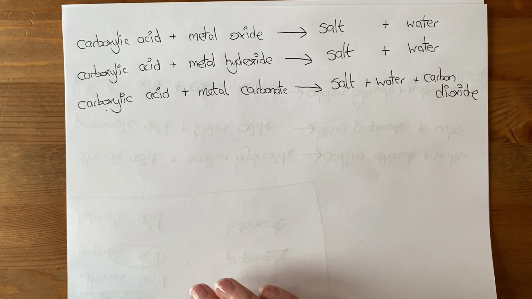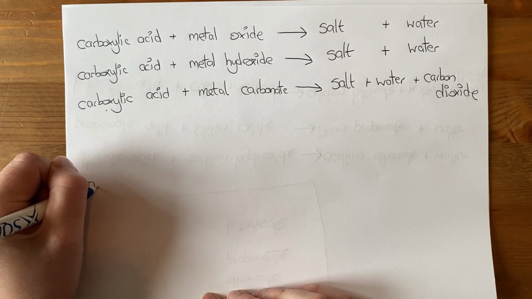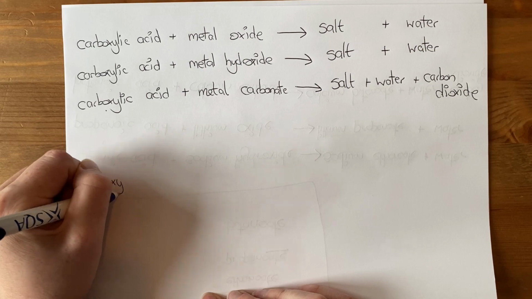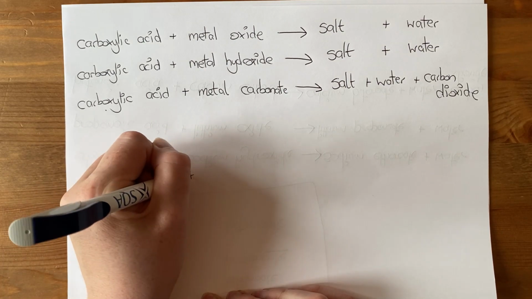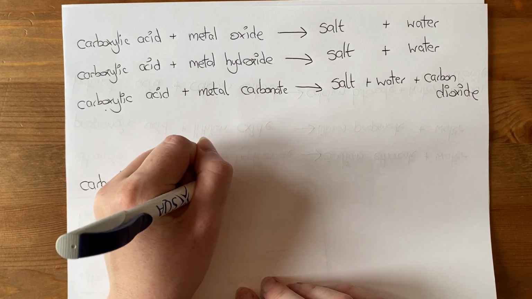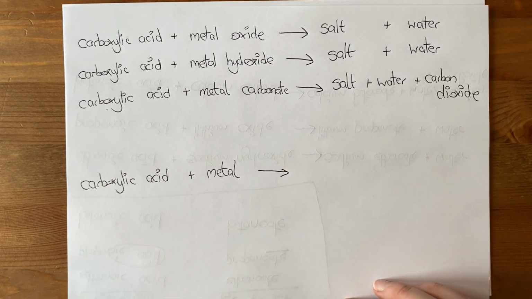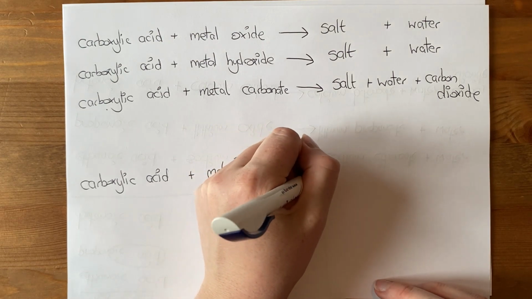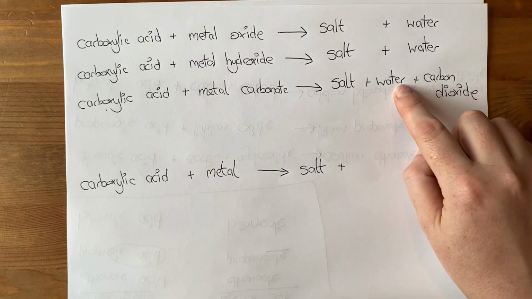The only other one I want you to be very mindful of is, what if it's not a metal oxide or a metal hydroxide or a metal carbonate? What if it's a carboxylic acid plus just the metal by itself? What if we're just reacting it with a metal? I'm still going to make that salt, or that metal salt. But now there's not enough in there for me to get water.